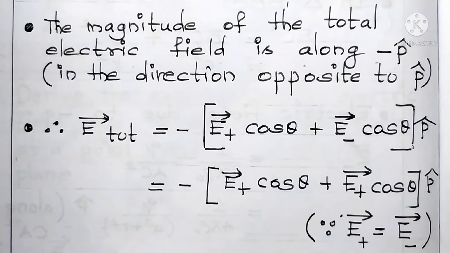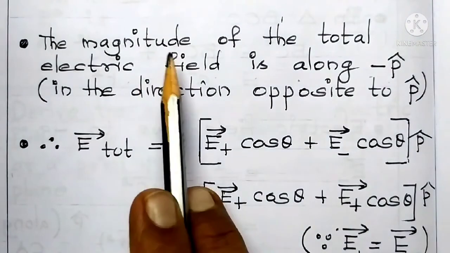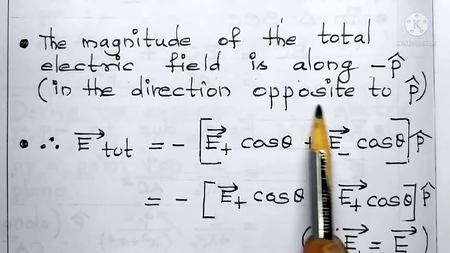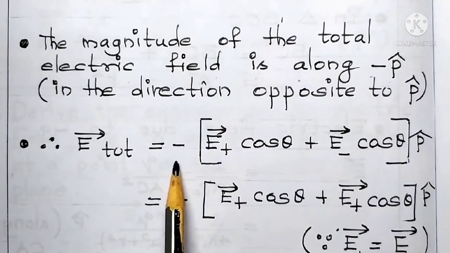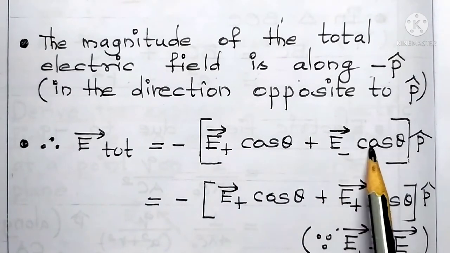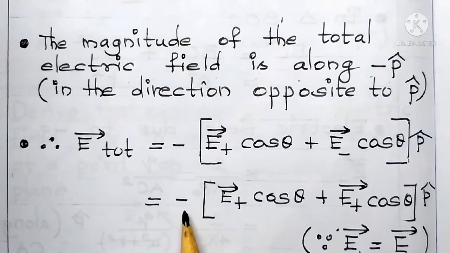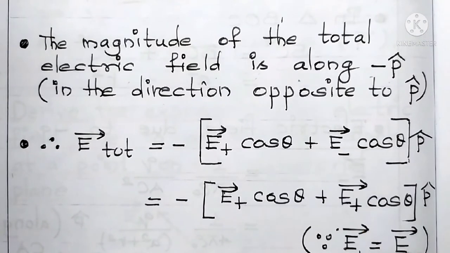So, why is it written here minus P cap? Because the magnitude of total electric field is in the direction opposite to P cap. So, therefore, E total is equal to minus E plus vector cos theta plus E minus vector cos theta, then P cap, which is equal to minus, we have written as it is, but in the place of E minus vector, I have written E plus vector.